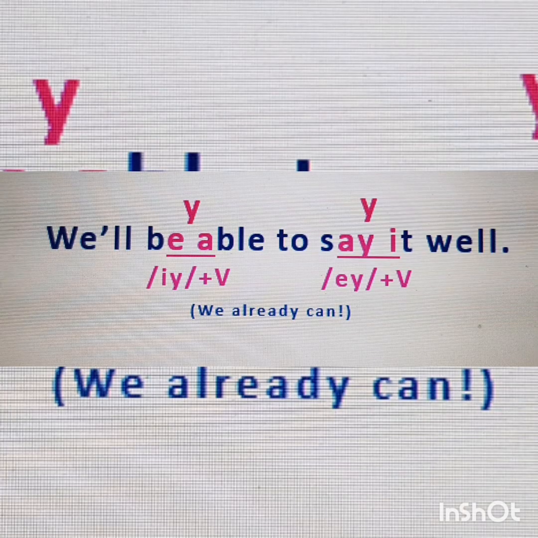Adjustments in connected speech, linking. When a word ends in ee, ay, or I, and the next word begins with a vowel, we hear a linking Y sound between them. For example, we'll be able to say it well.